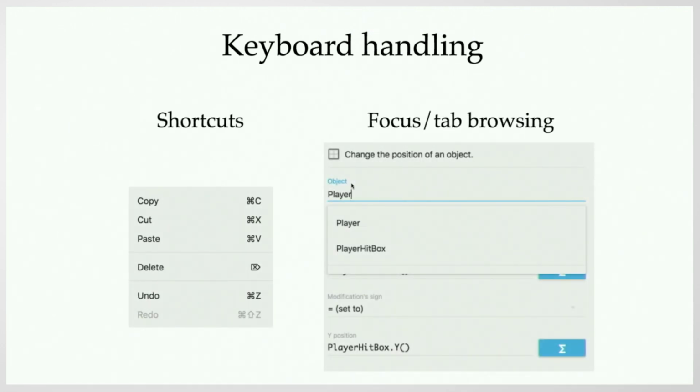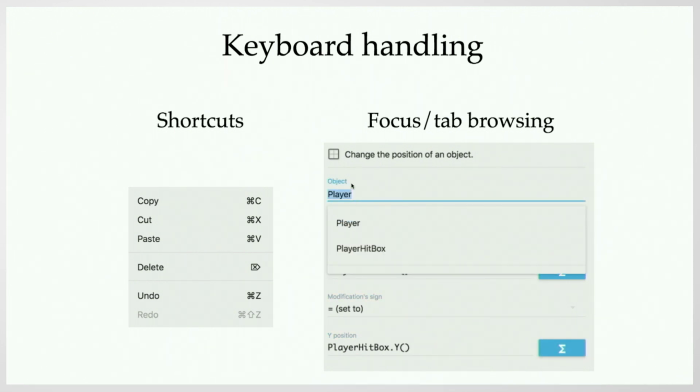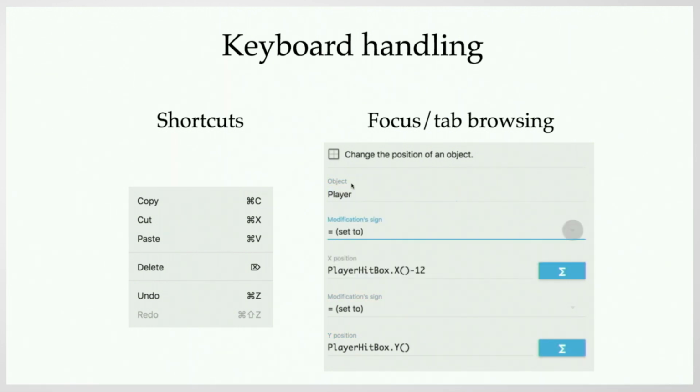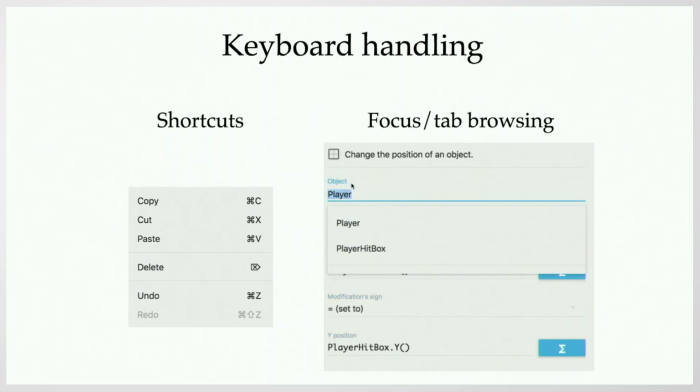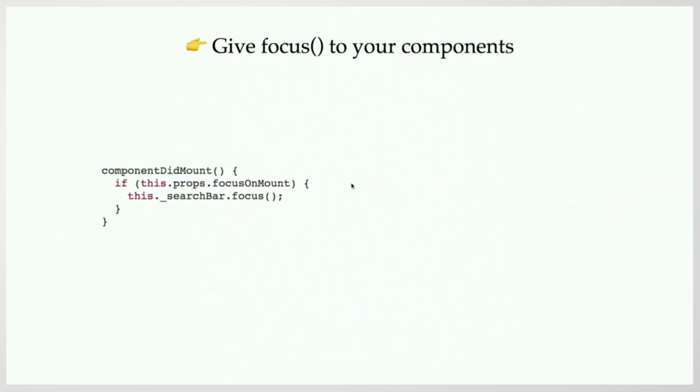Next thing is the keyboard handling. In a software like GDevelop, you have to handle shortcuts because people will ask you for these shortcuts if they are not present. And also, you have to get a good browsing of your elements using keyboard. So for focusing elements, things are quite simple. Just don't forget when you're opening a new window to add the focus on some elements so that the user can immediately start using his keyboard. And so yeah, in your component, just put the focus on your element or use a hook.